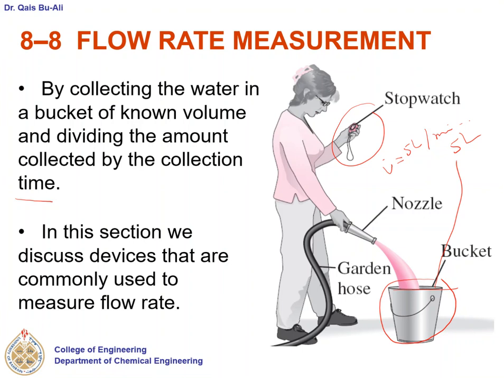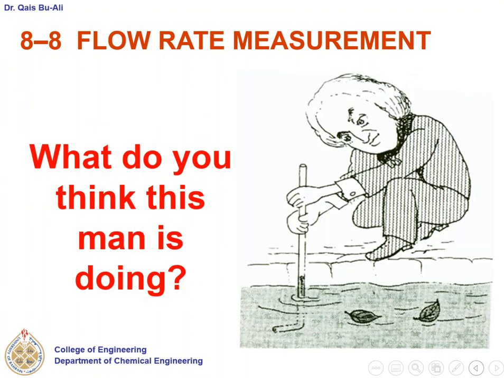In this section, we discuss devices that are commonly used to measure flow rate. This is the main objective in this section. We want to talk about devices to measure flow rate. Here there is a figure of a man who's trying to do something. What do you think he is trying to do?